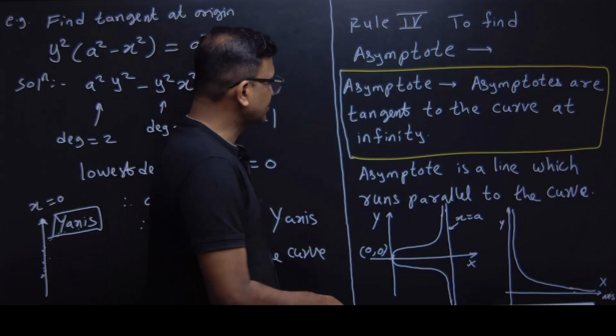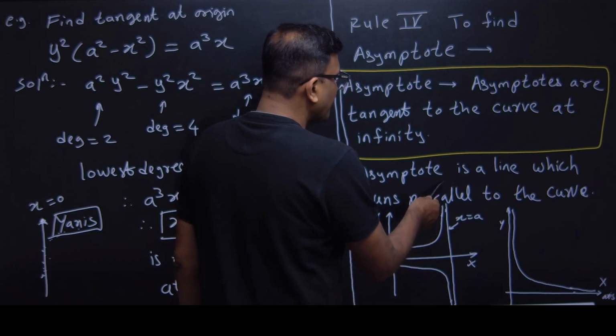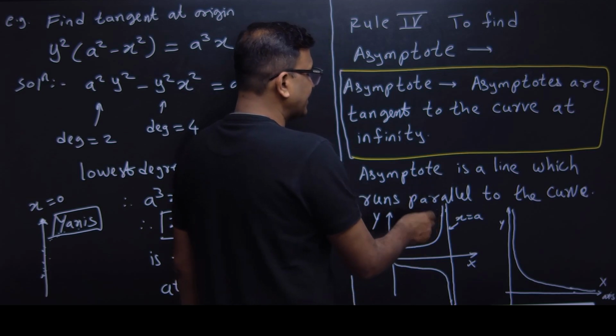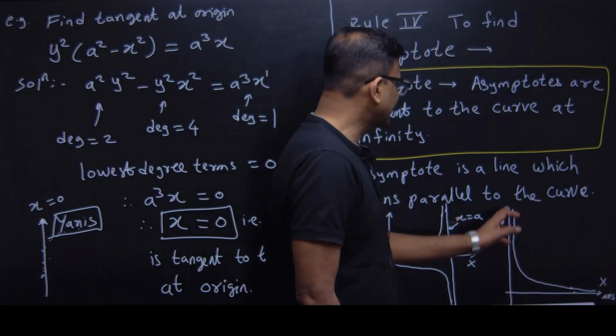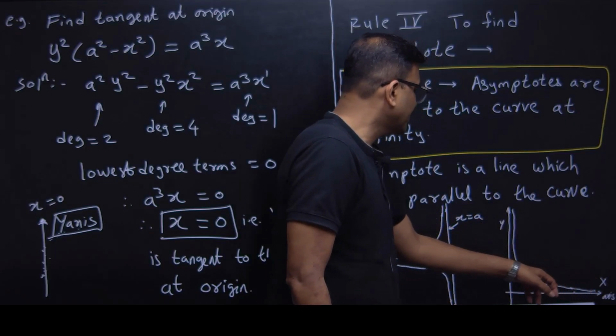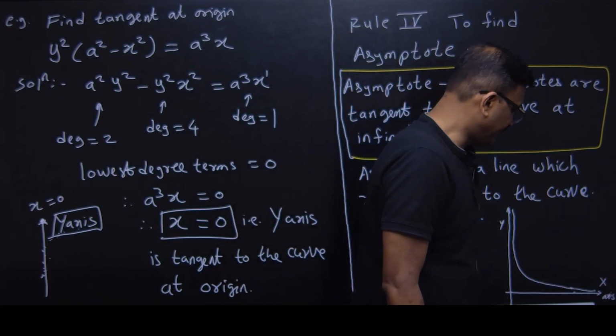For example, suppose for this curve x is equal to a is an asymptote. The curve runs parallel to that line and it will never touch that line. Or in this example, see, this x-axis as well as y-axis is the asymptote. So the curve runs parallel to x and y-axis. How to find that? We'll see now.